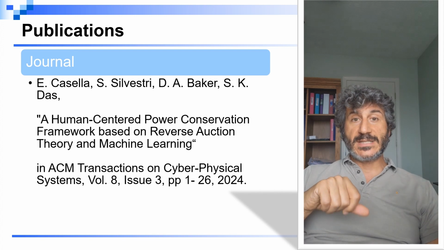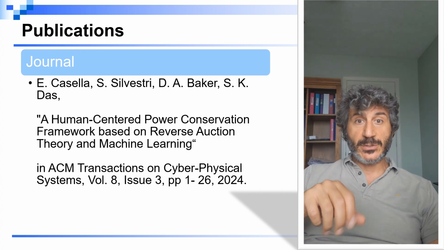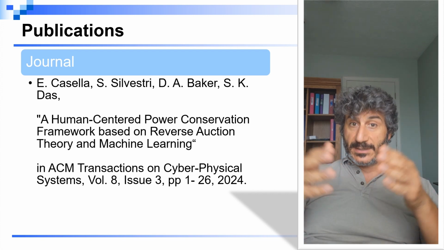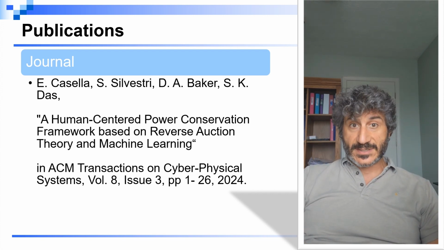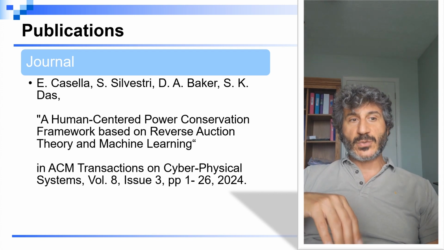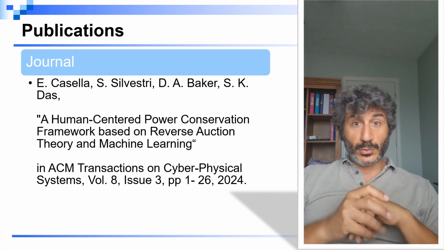For example, here you can see a journal paper that we have recently published in which we have the list of authors, the title of the paper, and then we have mentioned the journal ACM Transactions on Cyber-Physical Systems. This paper was published in volume 8, issue 3, pages 1 to 26 in 2024.